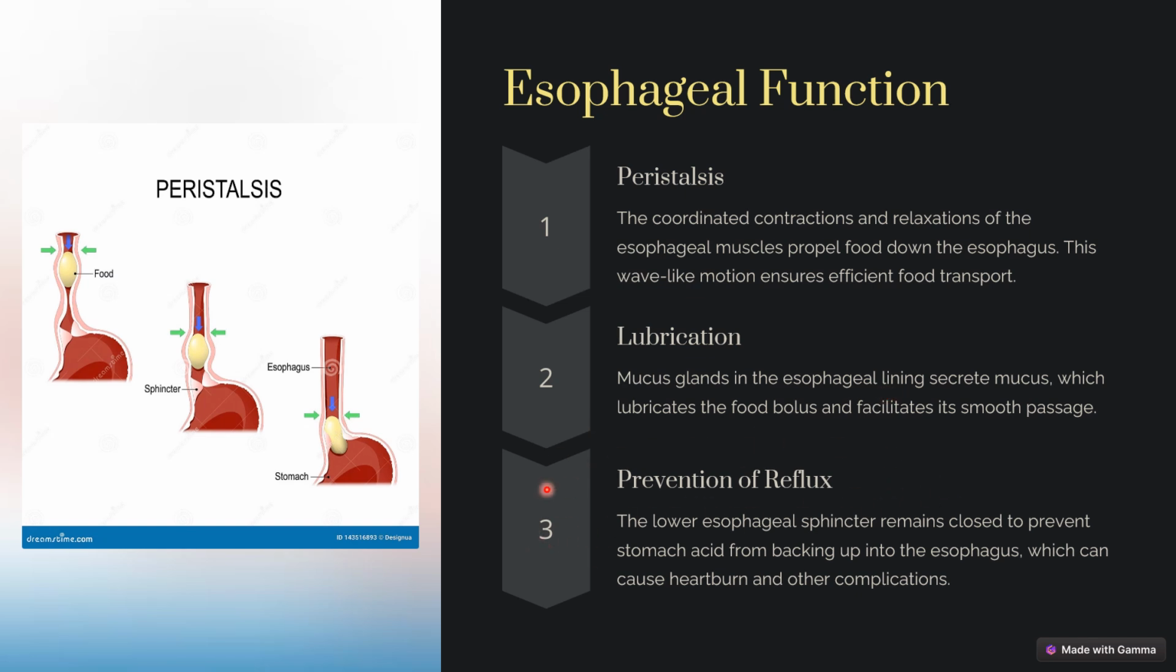Next, prevention of reflux. The lower esophageal sphincter remains closed to prevent stomach acids from backing up. We are going to discuss the acid in the coming slides. Whatever acid the stomach has, there are chances that it might propel back up and enter the esophagus. That's the reason the lower sphincter is always closed. Otherwise it can cause heartburn or other complications.